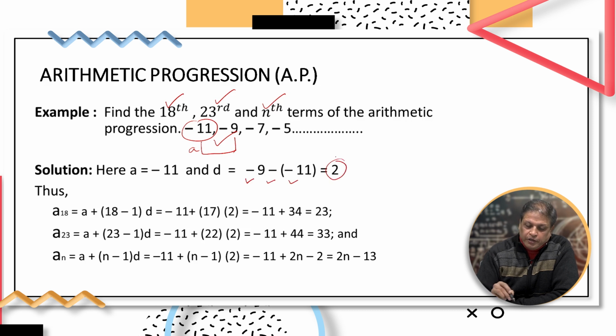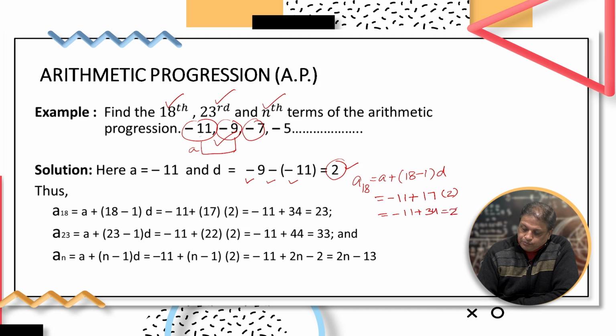That turns out to be 2, because by adding 2 to minus 11 you will get minus 9, and by adding 2 to minus 9 you will get minus 7. So the common difference is 2. So what will be the 18th term? It will be equal to a plus 18 minus 1 into d. What is a? A is minus 11, plus 18 minus 1 is 17, and the common difference is 2. So that means minus 11 plus 34, that is equal to 23. So the 18th term turns out to be 23.